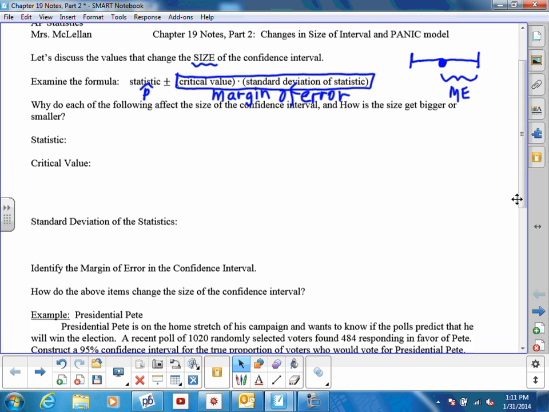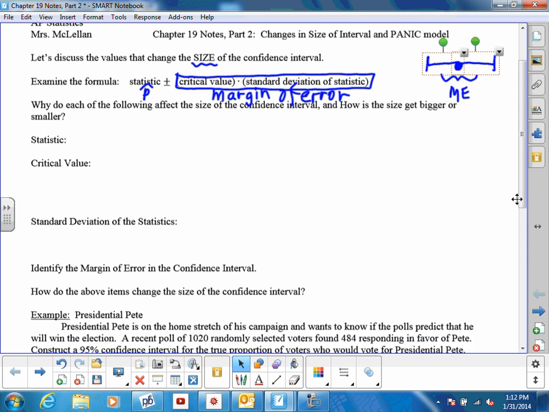And so here we go. Statistic, that's the sample you take. That's the value of the sample you get. How do you think that statistic is going to change the size of the confidence interval? Let's see. Is it going to change the spread? No.